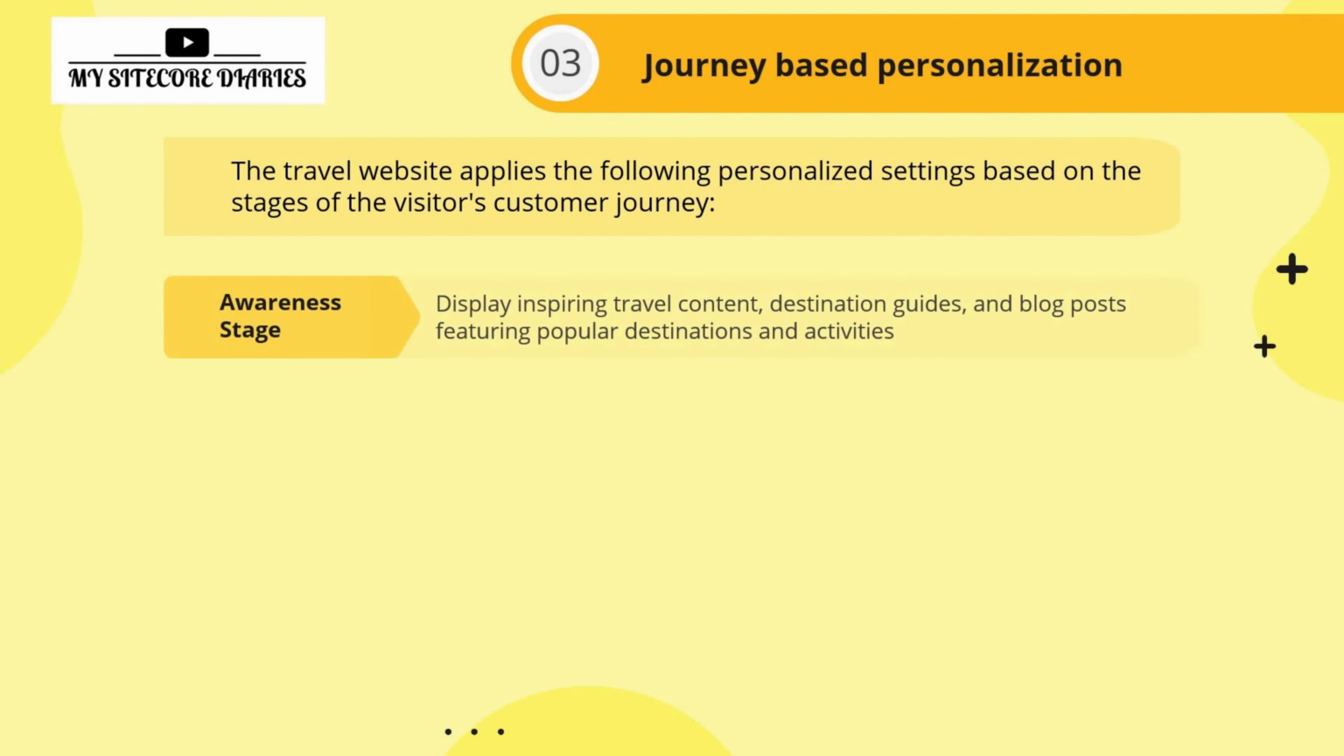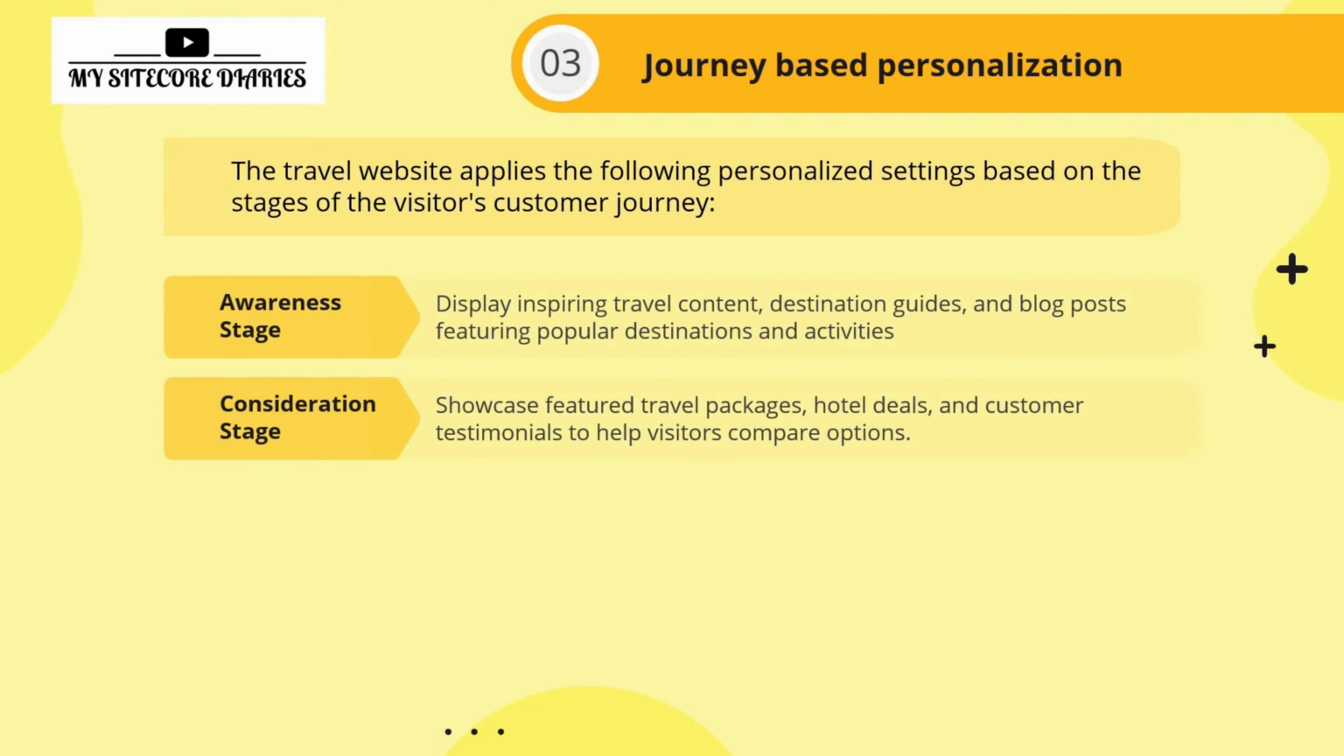The first is the awareness stage. Display inspiring content, destination guides, and blog posts featuring popular destinations and activities. The awareness stage is where your visitor is becoming aware of your website and your business. Here you want to show content which will inspire them to travel. So you give destination guides, blog posts, popular destinations, and what activities are happening. That is your awareness stage.